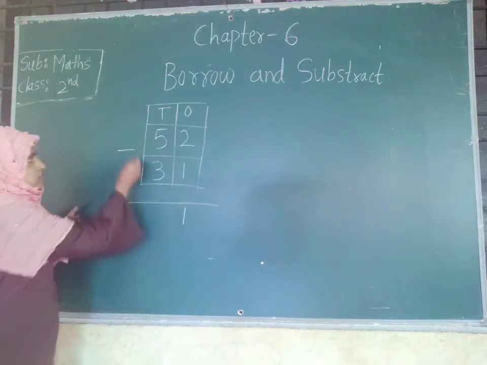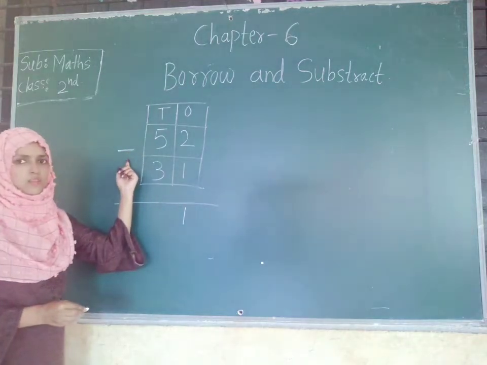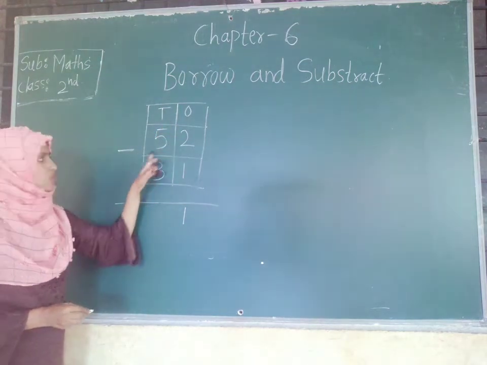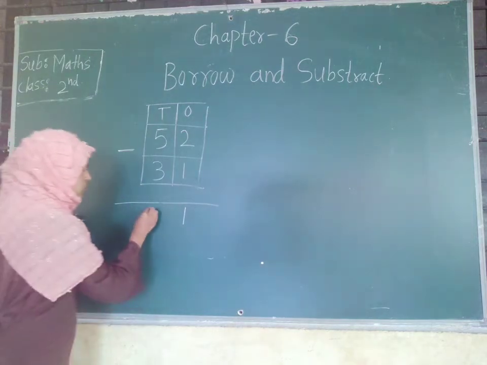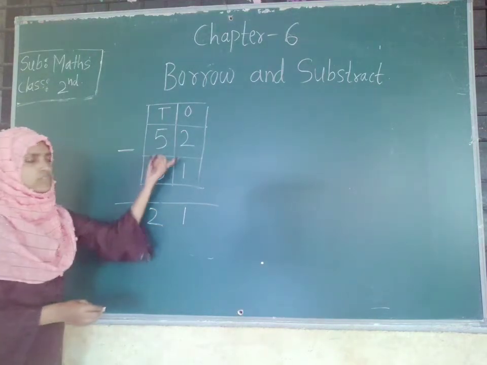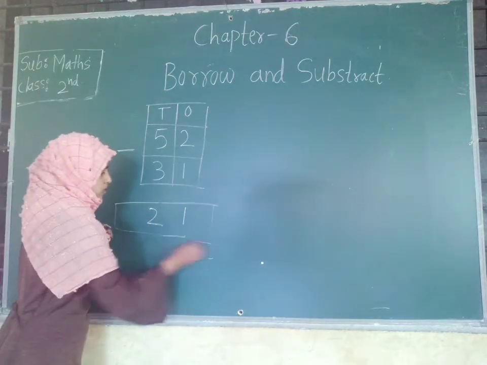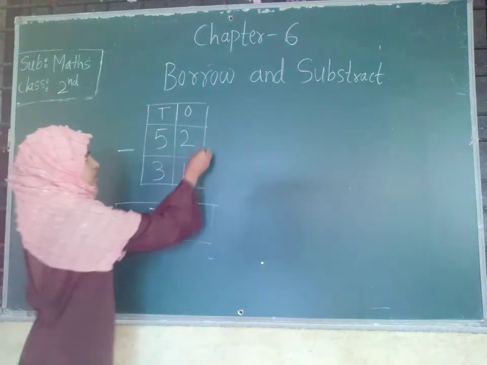So children, this is the sign of subtraction. Okay, which sign it is? Subtraction sign. Okay, in tens place we have 5 and 3. So 5 tens minus 3 tens is equals to how much? 2. So the difference of these two numbers is equals to how much? 21.